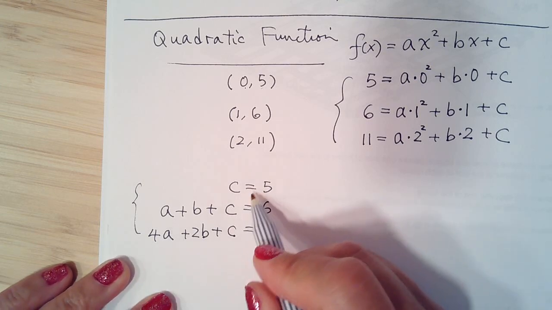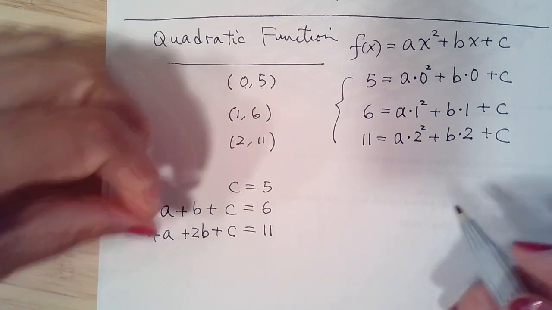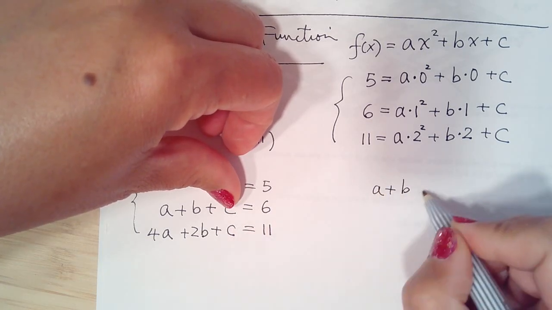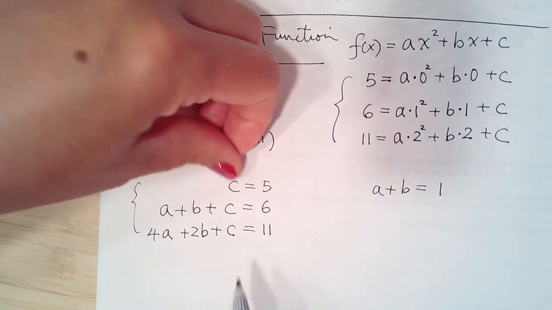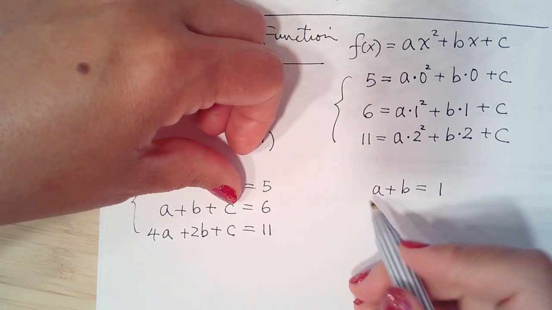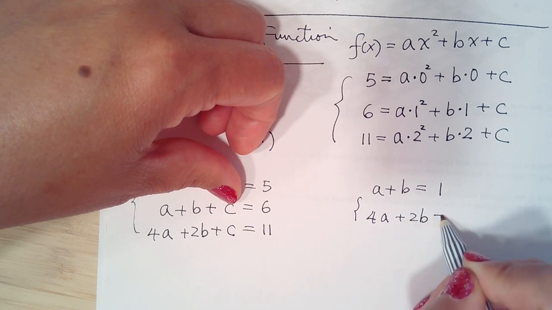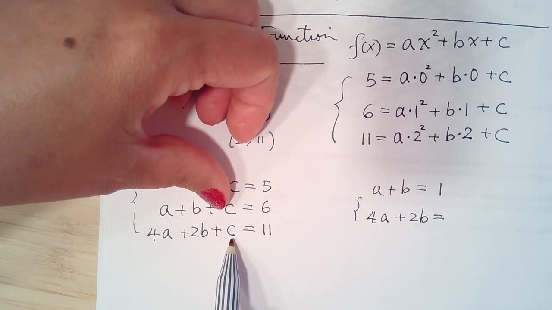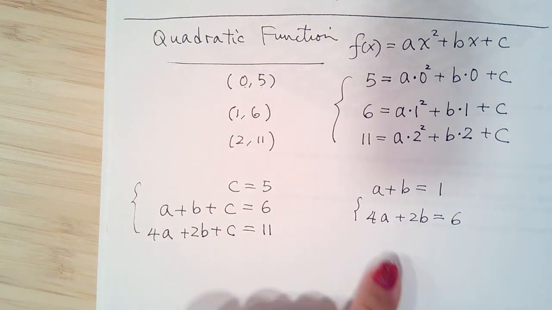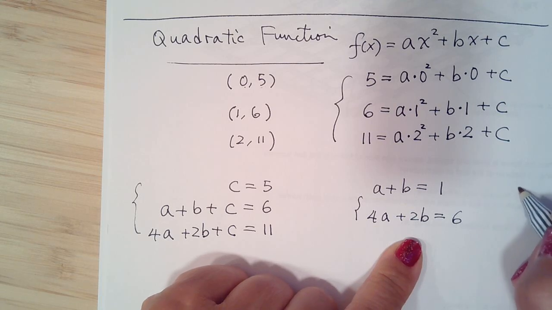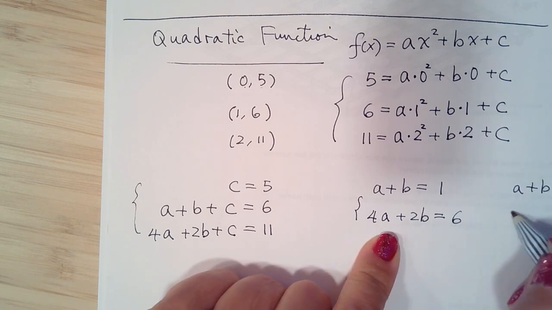So once I have c equals 5, I can just put it in here, and I get a plus b plus 5 equals 6. So a plus b should be 1, right? I subtracted 5 from each side. And this one, I got 4a plus 2b equals what? Here's a 5. I subtracted 5 on both sides, so I get a 6. But did you notice that all the coefficients are divisible by 2? So I have a plus b equals 1, and here I divided by 2 everywhere. I get 2a plus b equals 3.